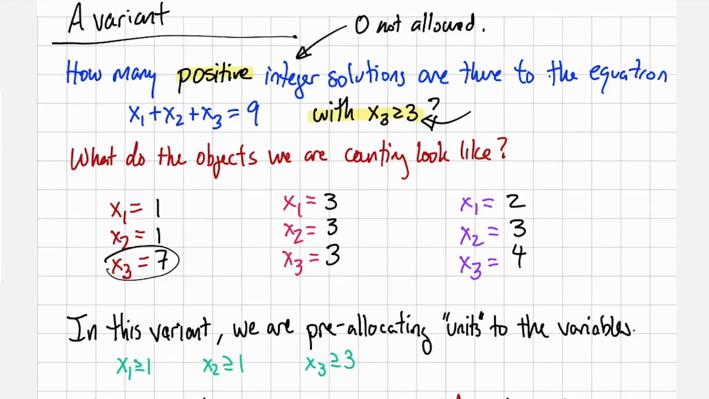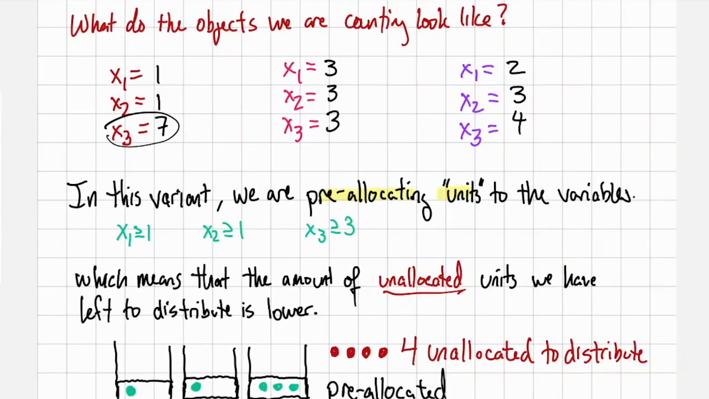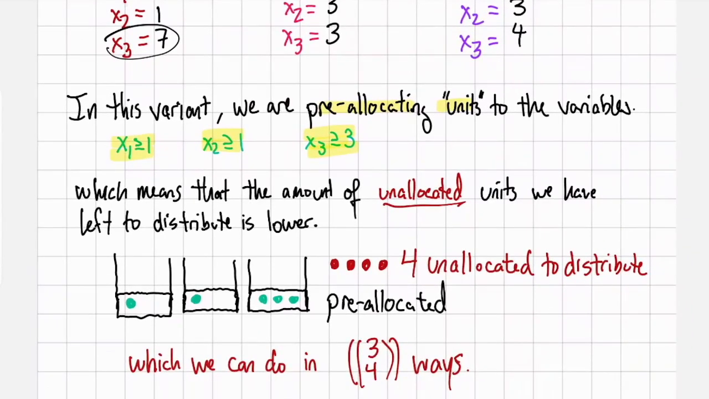The difference in approaching this question compared to the previous example is that because x1 and x2 and x3 have a lower bound on their values, in effect we are pre-allocating units to the variables. We're saying that x1 is at least 1, x2 is at least 1, and x3 is at least 3, which means in bin A there's at least 1 unit, in bin B at least 1 unit, and in bin C at least 3 units. Those units are going to be pre-allocated to those bins. So that's 5 of the 9 total units that we're allowed to allocate, and so there are 4 unallocated units that we have left to distribute.